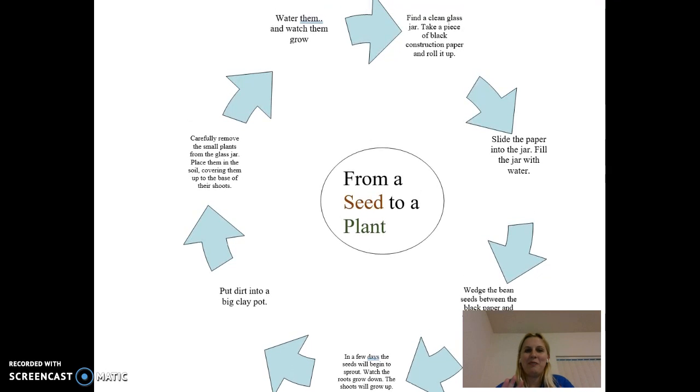I used my little elementary background so I can make the seed brown and the plant green because I thought that was cute. So as you can see, it's got the steps of how to make the seed into a plant.